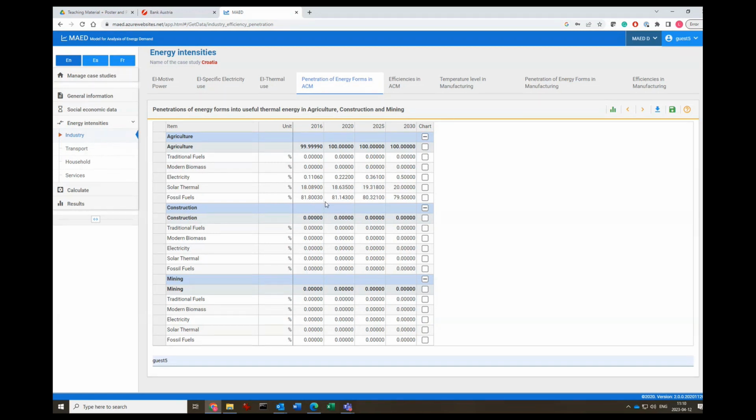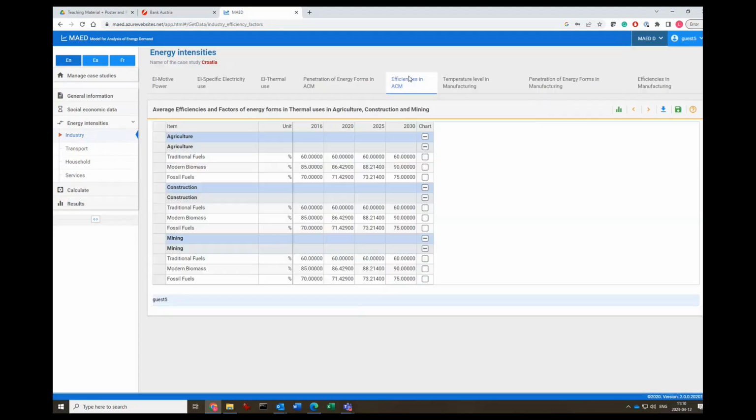in terms of useful energy. For the construction we can see that there is nothing, and for the mining as well there is no data. And then we need to provide what are the efficiencies of these processes. For example, the fossil fuels, here we can see that the efficiency is at 70%.